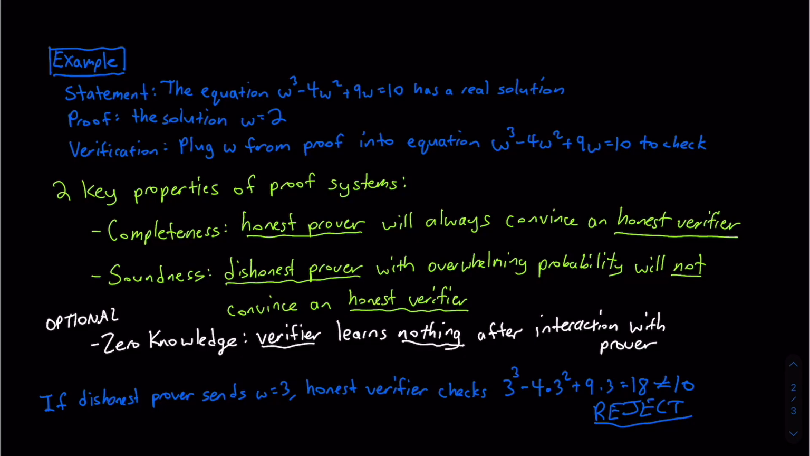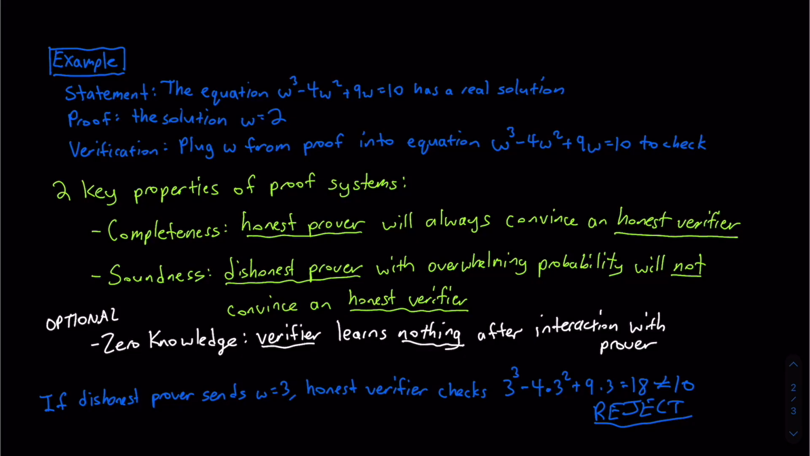Now notice something interesting. Completeness and soundness protect the verifier. These properties make sure the verifier can't be tricked if the prover is dishonest. On the other hand, the zero-knowledge property protects the prover. Even if the verifier is malicious, they can't learn anything from the proof the prover sends.